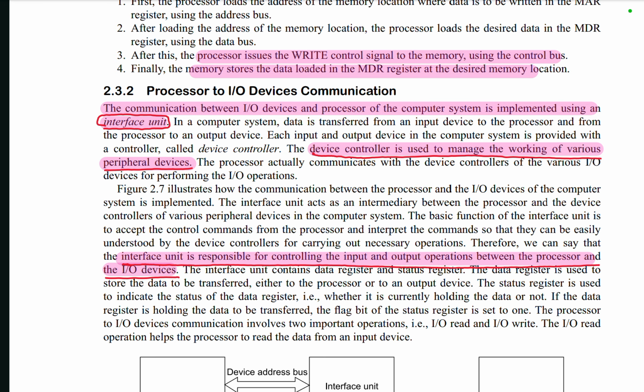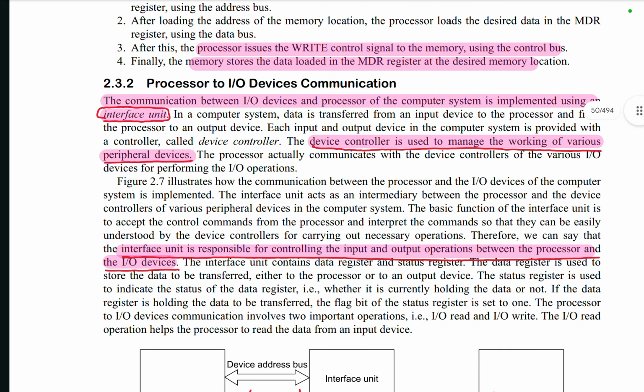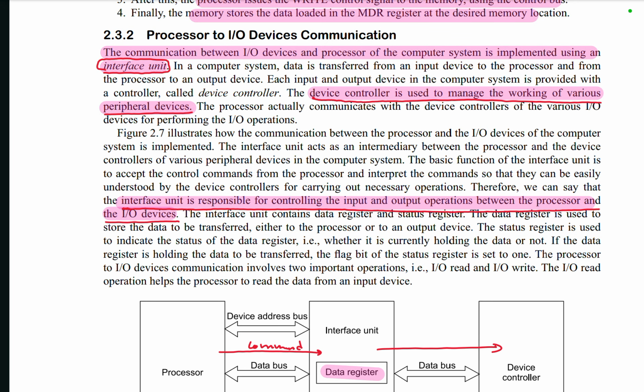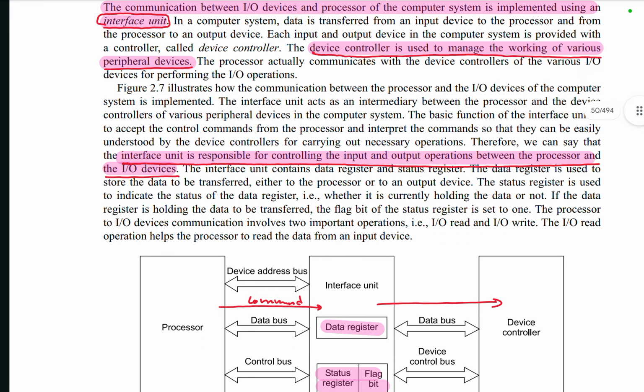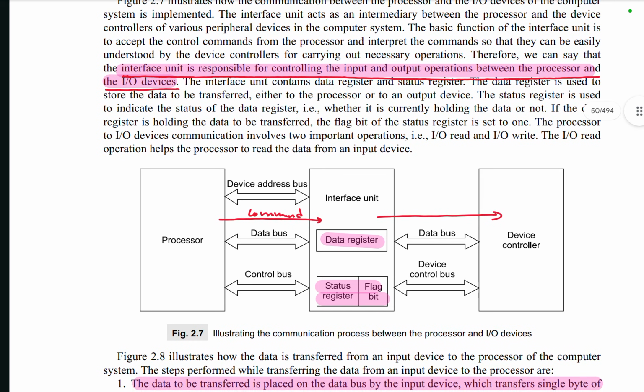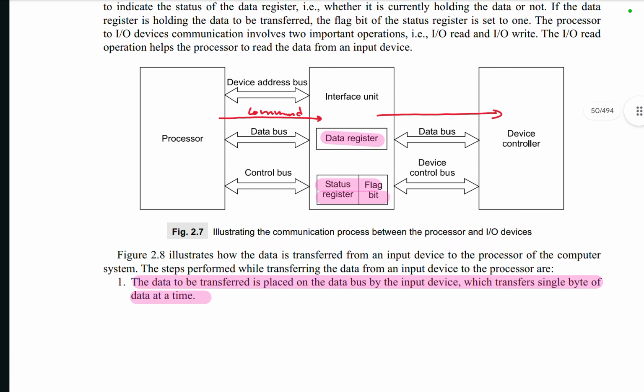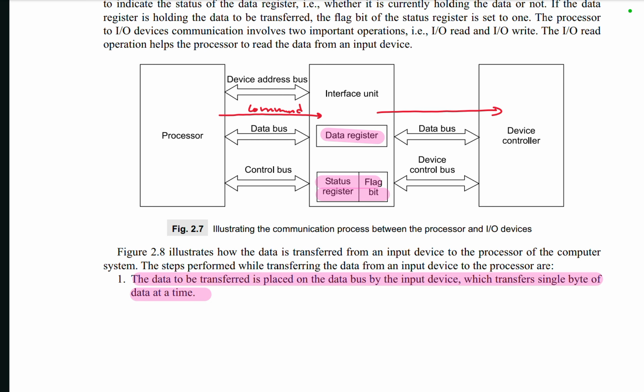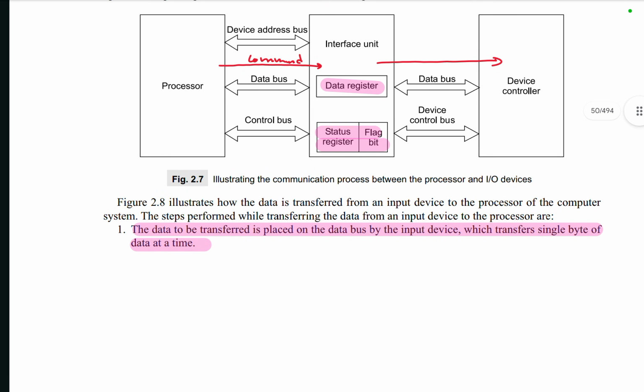Processor to input-output devices communication. The communication between input-output devices and the processor of a computer system is implemented using an interface unit. Device controller is used to manage the working of various peripheral devices. The interface unit is responsible for controlling the input and output operations between the processor and input-output devices. Components: processor, interface unit, device controller, data register, status register, flag bit, data bus, control bus.